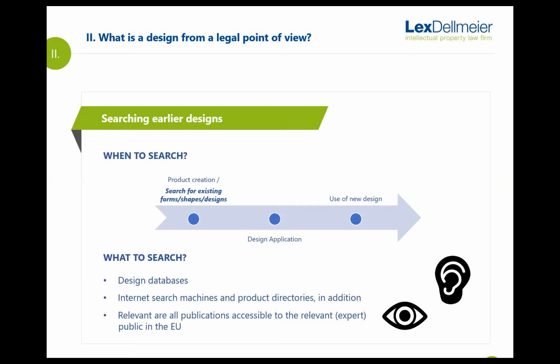So what do you search? Design databases, internet search engines, product directories. In addition, as you know, certain products have special catalogs or online catalogs. So the lighting industry is very special, the handbag industry. So there are a lot of industries which have their own directories where you can look. Then, of course, all relevant publications accessible to the relevant public in the EU.